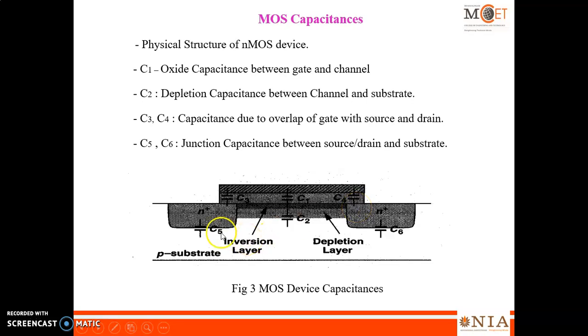Next we move on to capacitance C5. This capacitance is the junction capacitance. This capacitance exists between source or drain and substrate. Are you able to understand the concept? C5 and C6 both are junction capacitances that exist between source and substrate or drain and substrate. So these are all the MOS capacitances that you should know before entering into threshold voltage. Thank you.